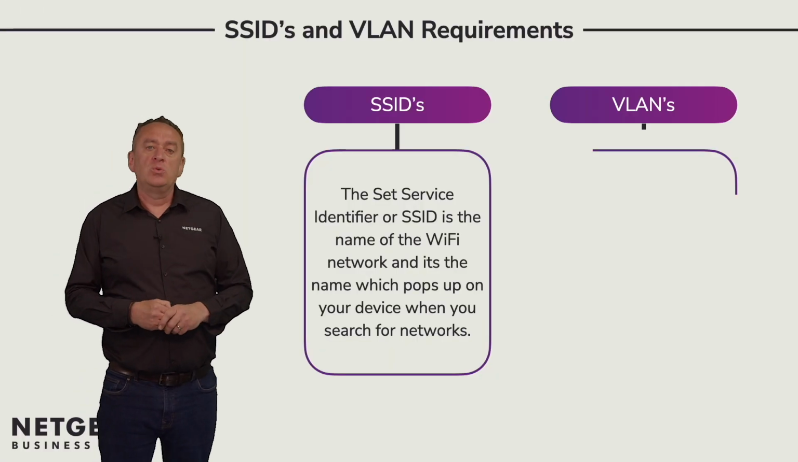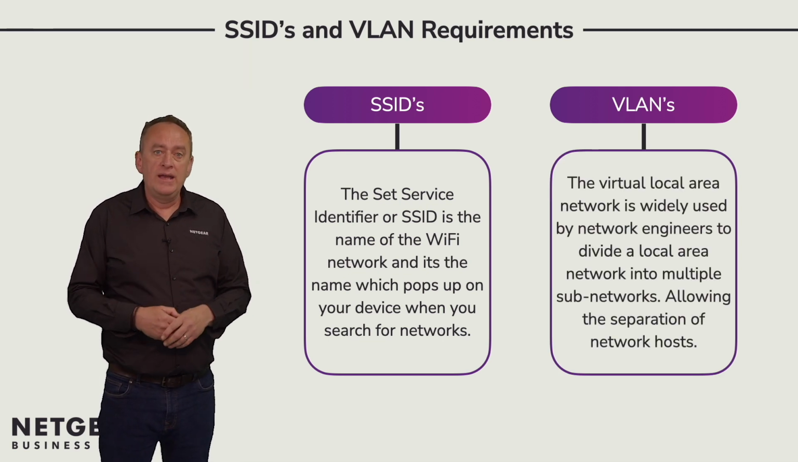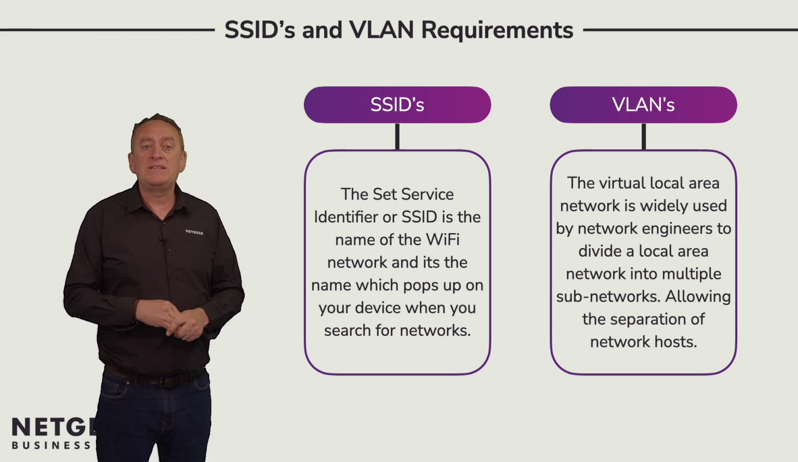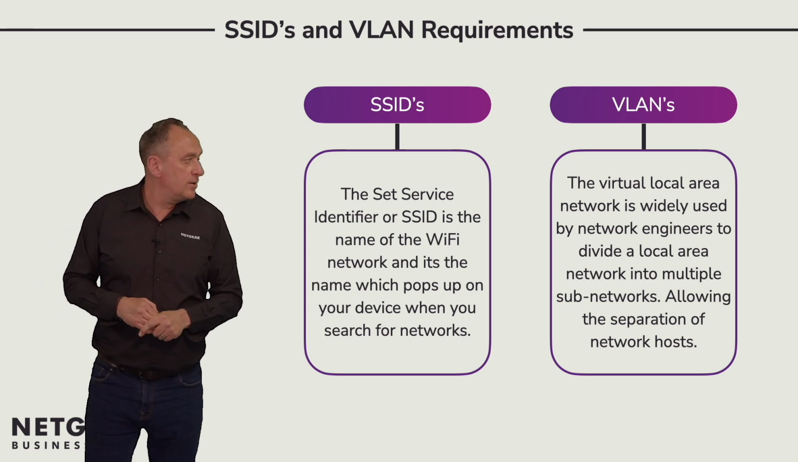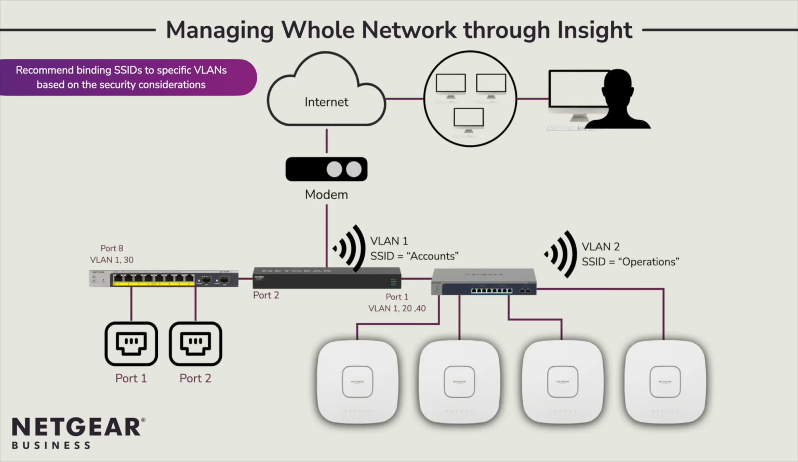A VLAN, or Virtual Local Area Network, is widely used by network engineers to divide a local area network into multiple subnetworks, allowing for the separation of network hosts to better manage the overall security of that network. When creating VLANs, we strongly recommend binding SSIDs to specific VLANs based on the security consideration of the project. You can see from this example diagram exactly how that has been done, by using VLAN and SSID binding to divide a LAN into multiple VLANs to grant Wi-Fi access only to the authorized VLANs.